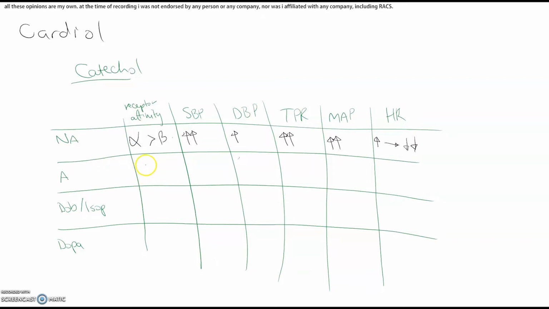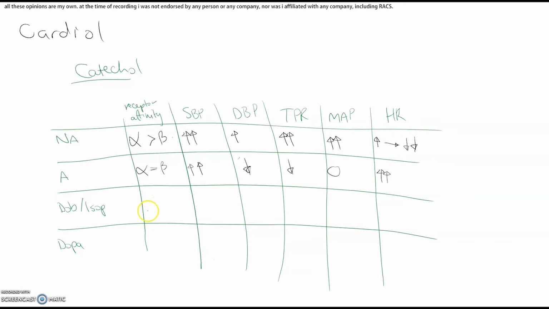So for adrenaline, it's got roughly equal alpha and beta activity, which means that it's still going to cause an increase in our systolic blood pressure. It's still going to cause some increase in diastolic pressure, but because its beta effects are much greater than noradrenaline, we're actually going to get a bit of vasodilation. So overall, our diastolic blood pressure ends up falling. Our total peripheral resistance, for similar reasons, also ends up falling because of the vasodilation. And our MAP ends up having not much of a difference because we've got an increase in our systolic blood pressure, but a decrease in our diastolic and our TPR. So the overall effect is that there's not much of a change in our MAP. But because of the actions on the beta receptors, we end up getting an increase in our heart rate.